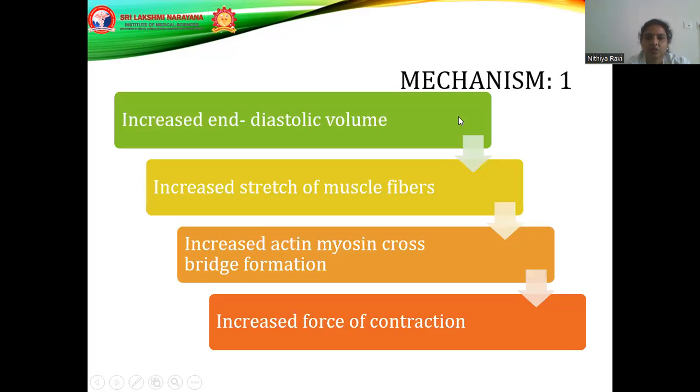So what is responsible for this Frank-Starling's law? There are four mechanisms which can be described, and the first of it is increase in the end diastolic volume, that is the total amount of blood which is present inside the ventricles at the end of the relaxation phase. That determines how much stretch of the ventricular muscle has occurred. Okay. So when the stretch has increased, that will increase the actin and the myosin bridge formation, and that will lead to an increase in the force of contraction. So we can see that as the length of the muscle fiber increases, the force of contraction also increases.